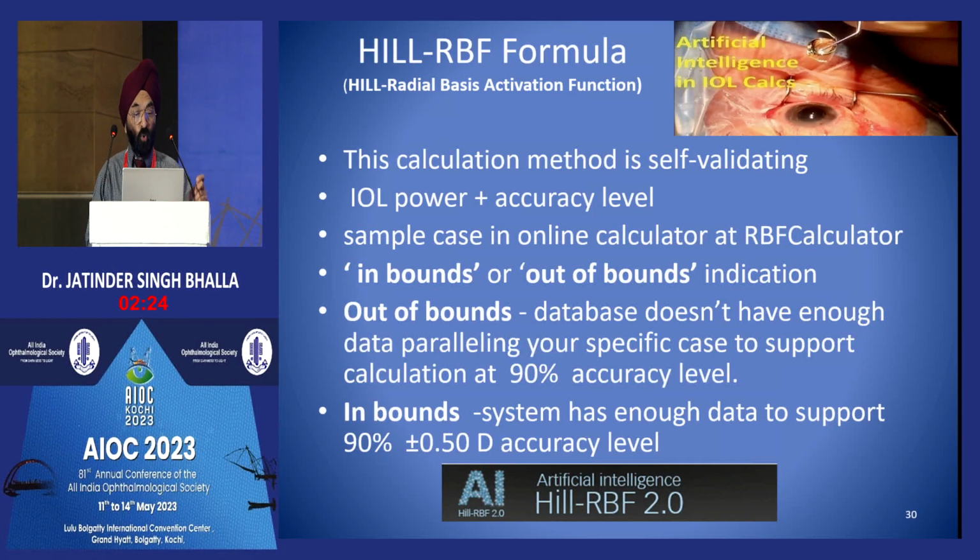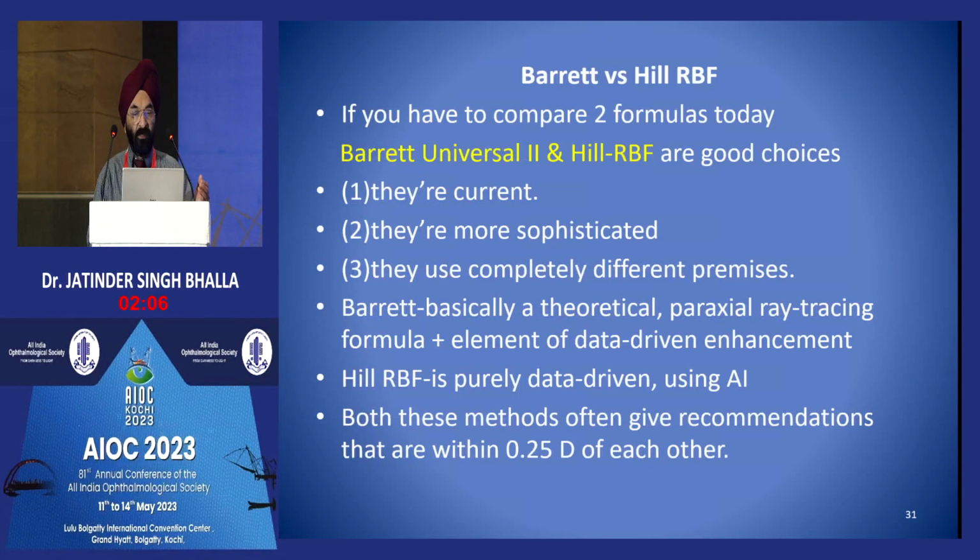Hill RBF formula not only gives us IOL power, it also tells us the accuracy level, whether it is in bound or out of bound. That means whether your patient data parallels the data in the database of this Hill RBF, that means it is in bound, otherwise it is indicated as out of bound by red dots. If we compare Barrett and Hill RBF, both are good choices. They are current, they are more sophisticated, and although they use completely different premises, Hill RBF uses artificial intelligence, and Barrett uses a paraxial ray tracing formula, both these methods surprisingly give recommendations that are within 0.25 diopters of each other.